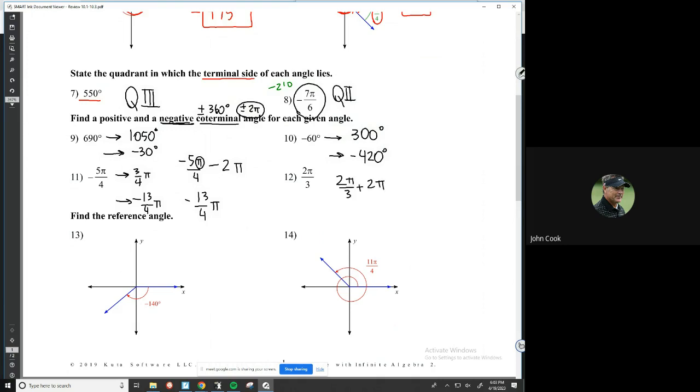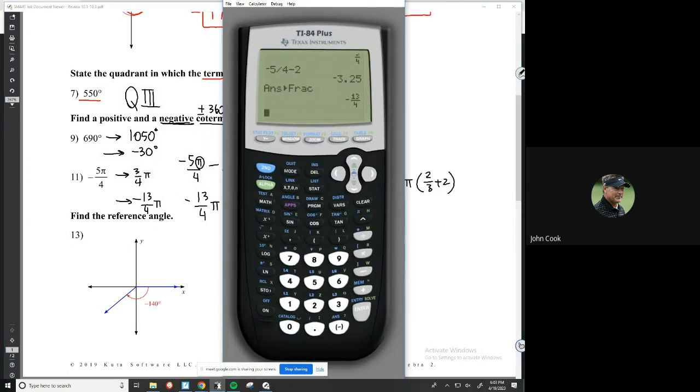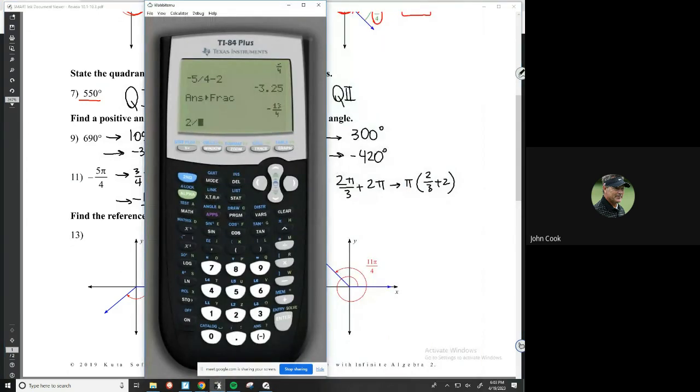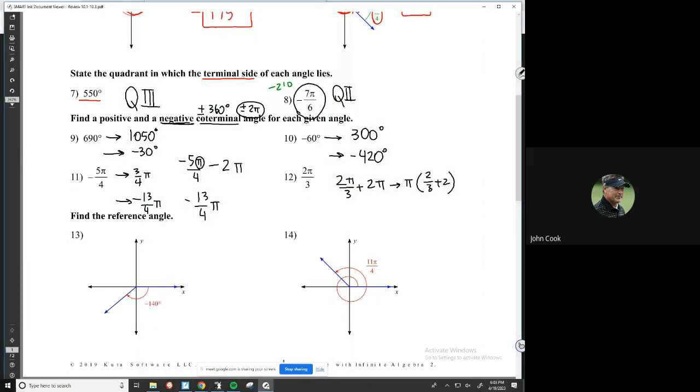Of course I would do the exact same trick. I'd just concentrate on the numbers, 2/3 and 2, and then figure out what that's going to be with a pi on it. Okay, so let's see here. 2/3 plus 2. There we go. Turn it into a fraction. And we get 8/3. So one of the positive coterminal angles is going to be 8/3 of a pi. Now let's subtract.